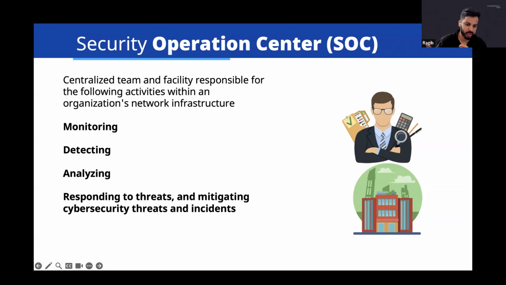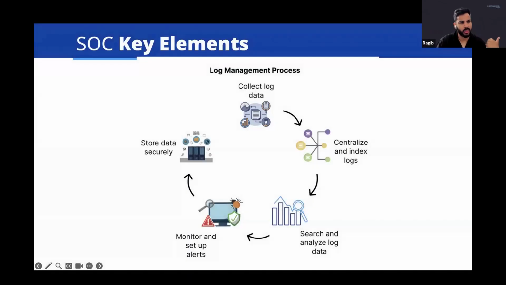So again, they work in 4 steps, and we can talk about how it works more in the slides. The diagram here shows exactly how SOCs operate. We talked about the log management system, and that's why it's so important, because that's where we get all of our data. It's all about log management processes that create this continuous cycle of security monitoring. So we start at the very top.